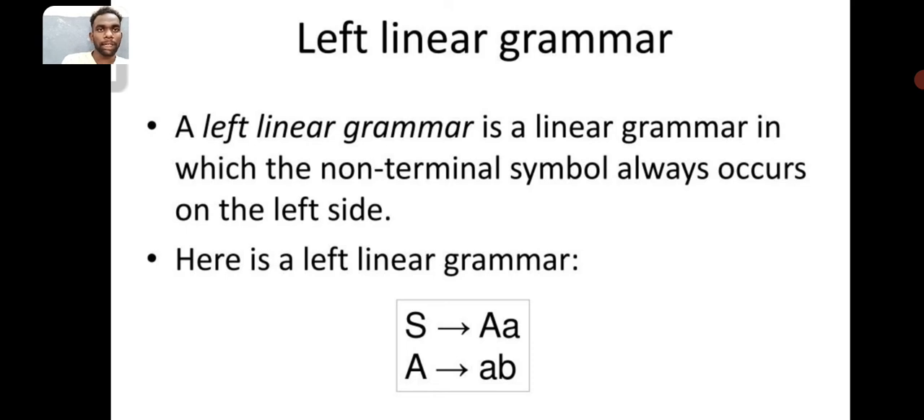Left linear grammar. A left linear grammar is a linear grammar in which the non-terminal symbol always occurs on the left hand side. Here is the left linear grammar. Below is the example of the left linear grammar. S implies A a, A implies A b.